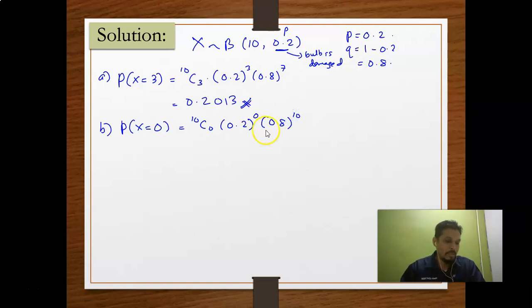10C0, 0.2 to the power of 0, 0.8 to the power of 10. So use your calculator again, which I think I showed you a few times. It is 0.1074.